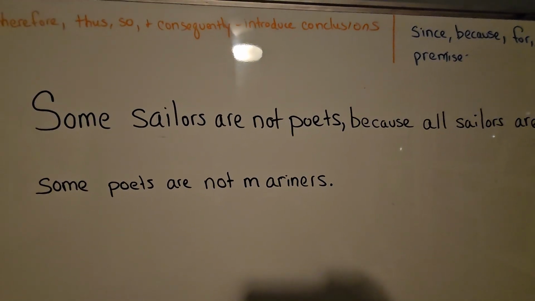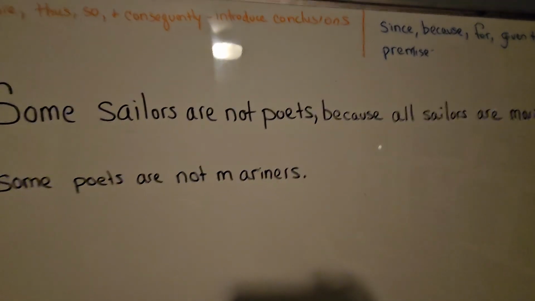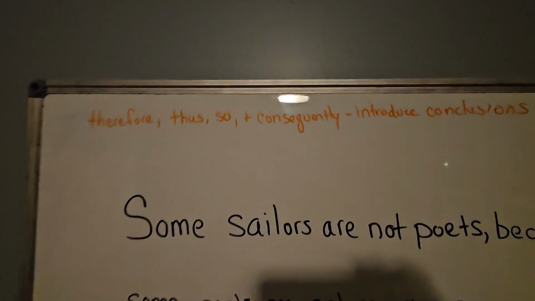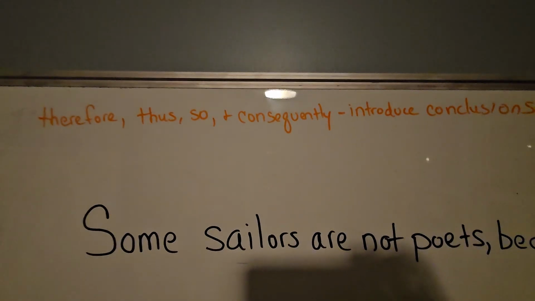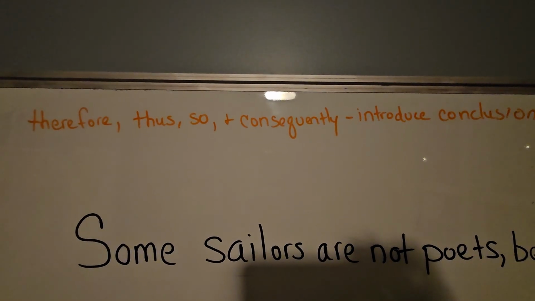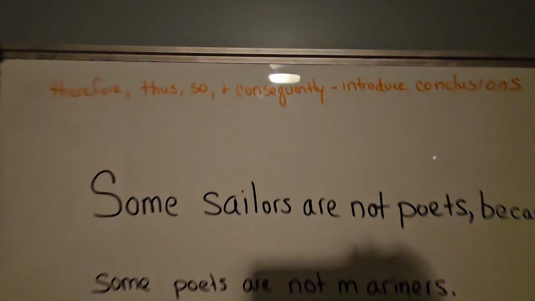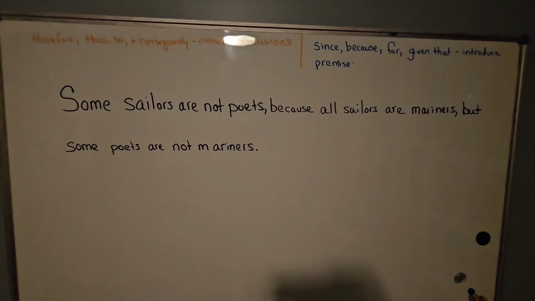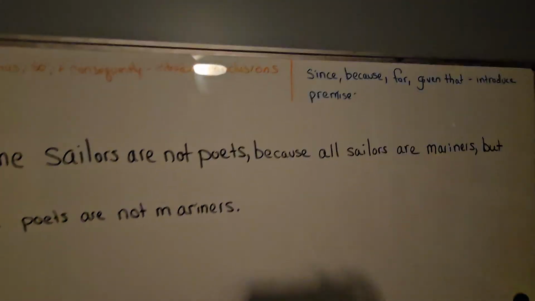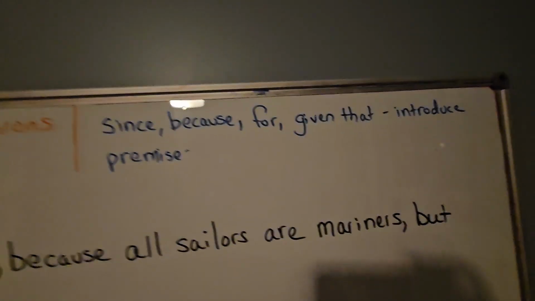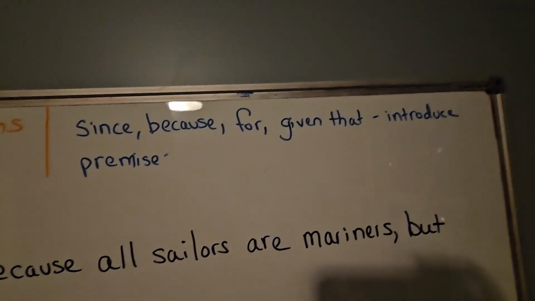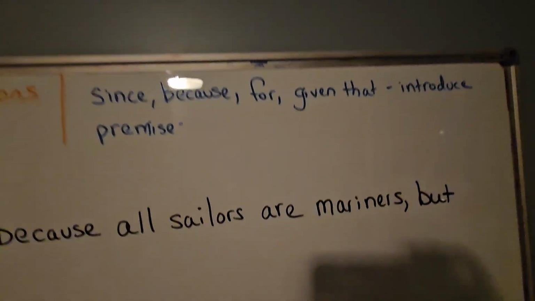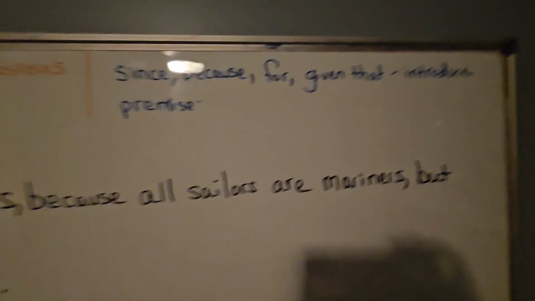When we want to put an argument in syllogism form, the first thing we have to do is find our conclusion. So up here I have little notes. Normally conclusions will start with one of these words: therefore, thus, so, and consequently. But if you notice in this argument, we don't have that. So the other way to find a conclusion is to know how premises start. A premise can be introduced by the words because, for, or given that. And there's other words, but normally these are the words they use.